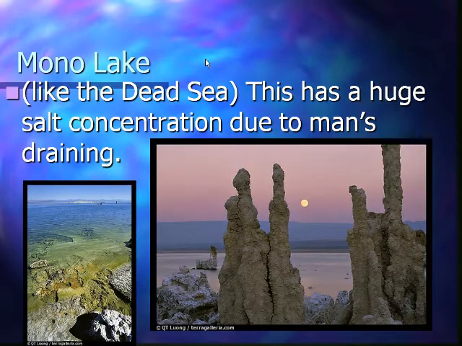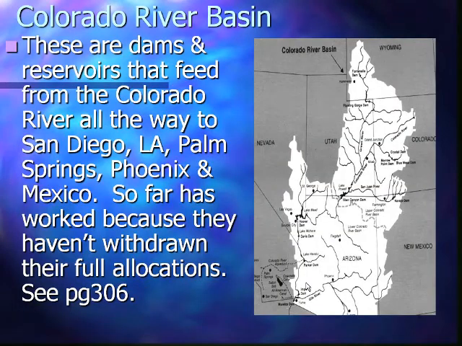Mono Lake is an example of salinization. You had this beautiful lake, as you can see here on the left, that they drained to get fresh water, and now you have pretty much the Dead Sea, with that huge salt concentration.